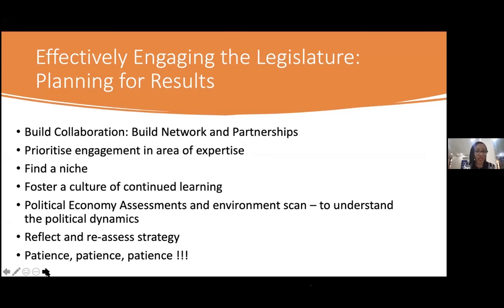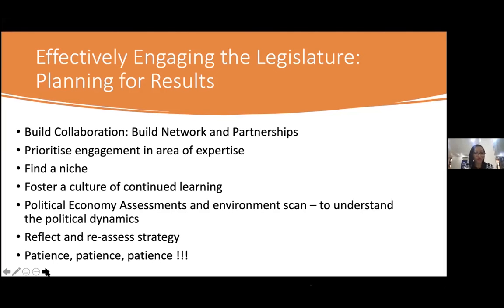And I think tied to that is also fostering the culture of continued learning. Then political economy assessment and environment scan. This is very, very important in helping to understand the political dynamics. I don't think I need to say more on that. We're watching the primaries and seeing how things are playing out, and even in the National Assembly, conversations about who is coming back and who won their tickets and all that. So all those things affect legislative work. Everything happening in the political environment plays out on the floor of the Assembly.